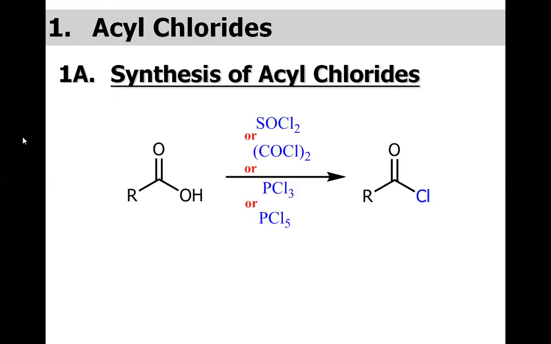We may convert the carboxylic acid into the acid chloride using these reagents: thionyl chloride, oxalyl chloride, phosphorus trichloride, or phosphorus pentachloride. We may use any of these four reagents to convert this carboxylic acid into this acid chloride. This OH group will be replaced and the chlorine group will be attached.